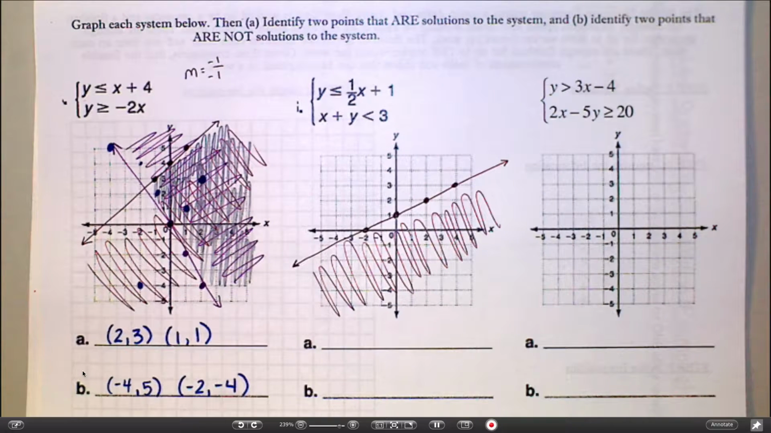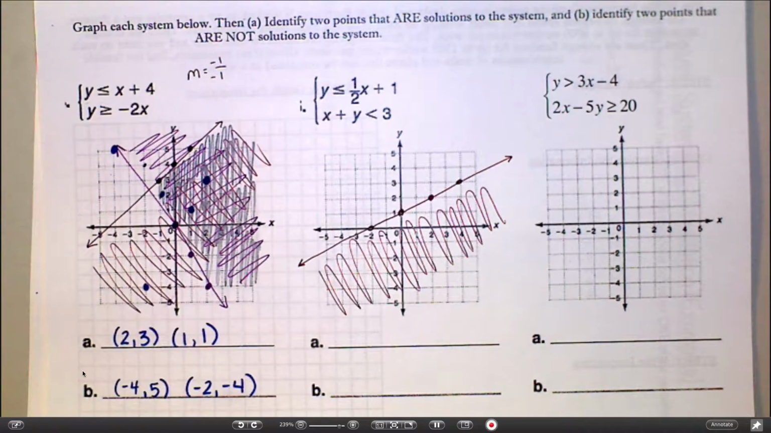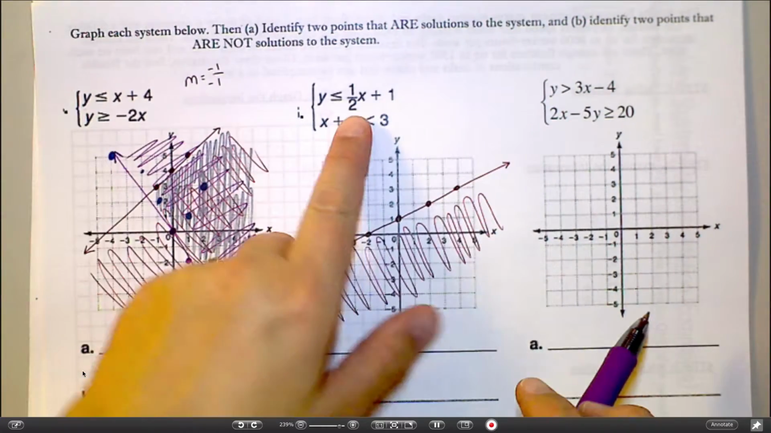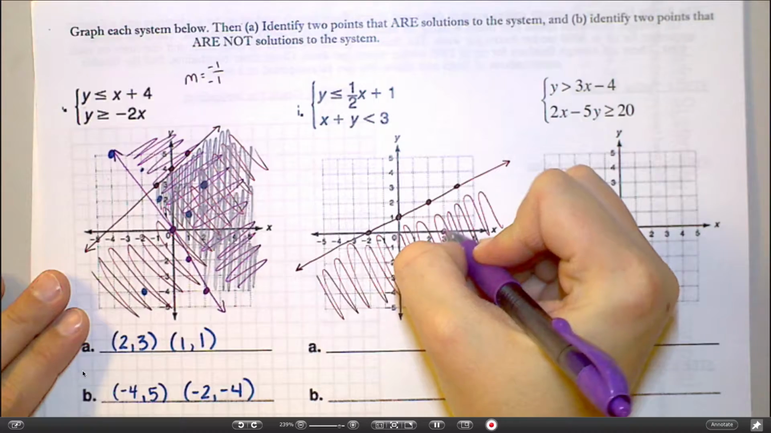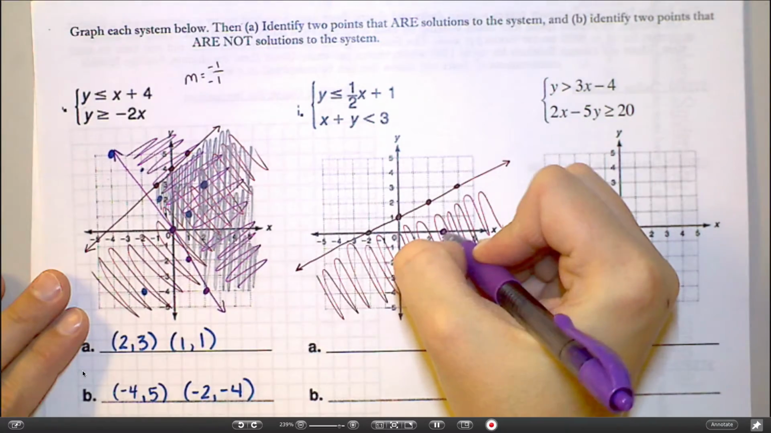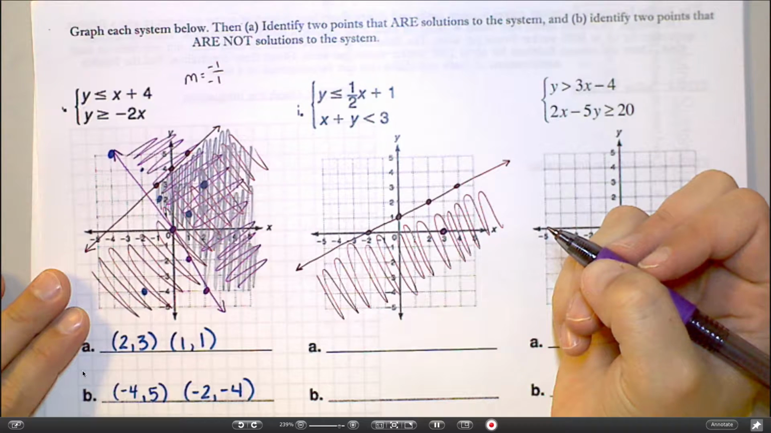Now that next one is not in slope-intercept form, so a little harder to graph. I would just use your intercepts. What's the x-intercept going to be on that one? 3, because if you put 0 in for y, you would have x equals 3. Okay. And what's the y-intercept going to be? If you put a 0 in for x.